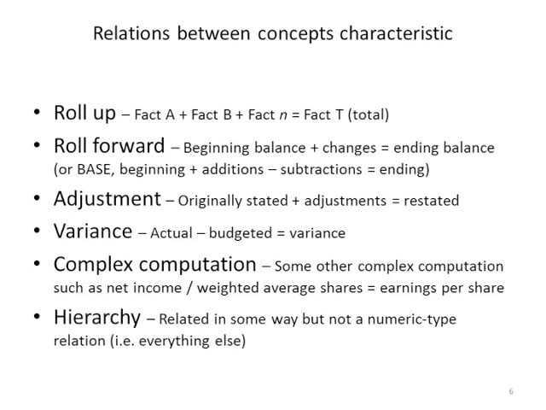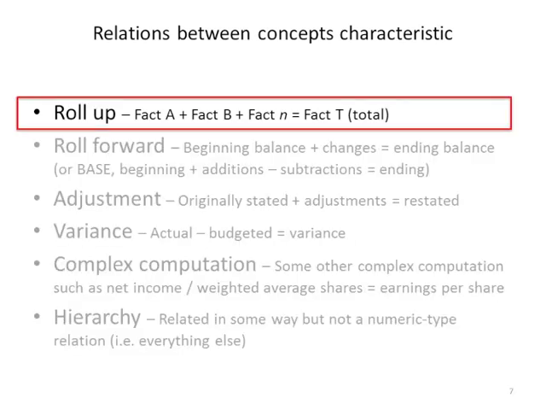One of the most useful are the relations between the concept characteristics, which I call an information model. Here you see a list. Got roll up, roll forward, adjustment, variance, complex computation, hierarchy. I want to focus on the roll up. That's the information model of what we're going to render in this example. Now, most people don't really understand these information models or the value that they provide very well.